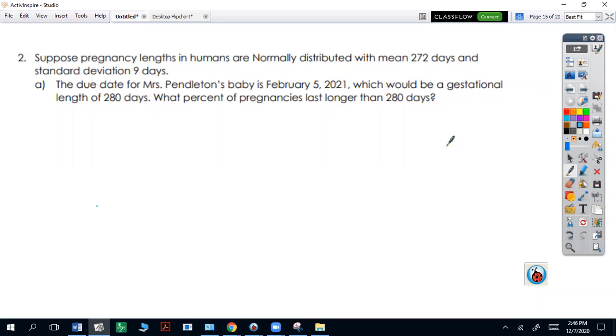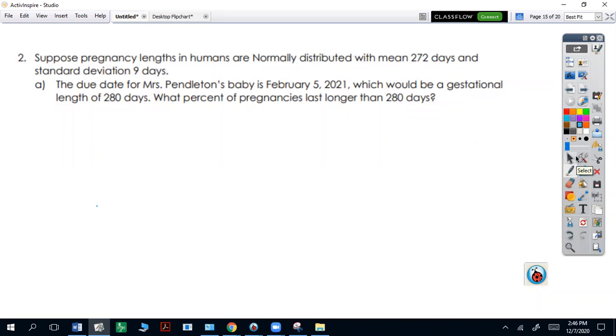Question 2 here. Supposed pregnancy lengths in humans are normally distributed with a mean of 272 days and a standard deviation of 9 days. The due date for Mrs. Pendleton's baby is February 5th, 2021, which would be a gestational length of 280 days. What percent of pregnancies last longer than that?